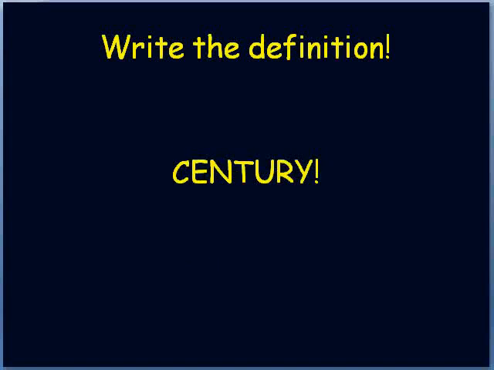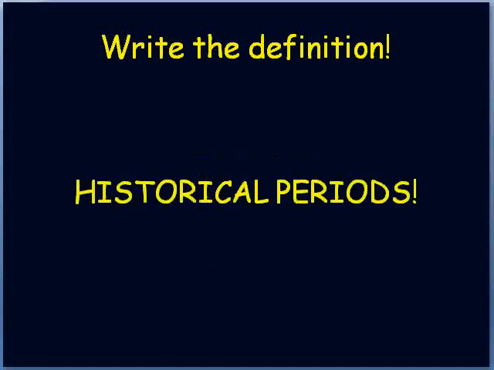Let's look at the next definition. A century. Can you remember what a century is? Pause the video, write it down on your piece of paper, and see if you can remember. And there's the answer. A century is 100 years. If you got that right, well done. We only have 2 more terms that we need to look at. So the next term we're going to look at is historical periods. Can you remember what a historical period is? If you can, write it down on that piece of paper now and pause the video. When you start the video again, I'll put the answer on the screen.